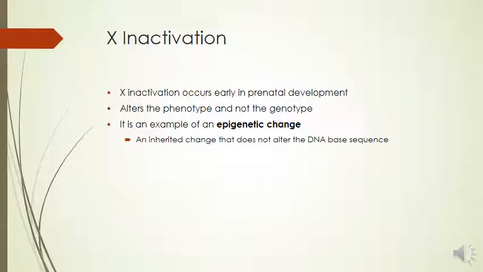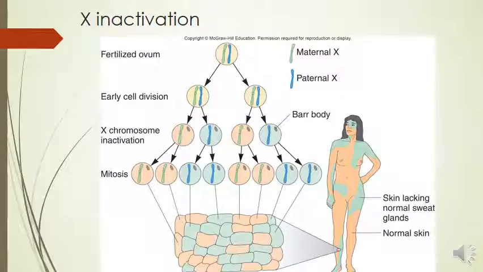X inactivation occurs early in prenatal development. It alters the phenotype and not the genotype. It is an example of an epigenetic change, an inherited change that does not alter the DNA base sequence. Here we have a diagram showing X inactivation, where a female is a mosaic for expression of genes on the X chromosome because of the random inactivation of either the maternal or paternal X in each cell early in prenatal development.